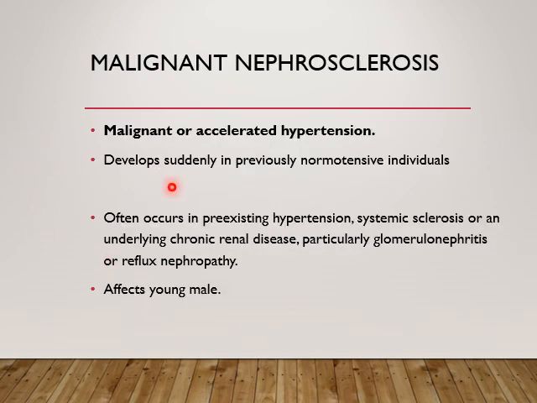So with this background of benign nephrosclerotic changes, we'll now study something regarding malignant nephrosclerosis. As I've already explained, it is a hypertension which occurs in previously normotensive individuals. Sometimes it might involve patients who were previously diagnosed with hypertension, or who have some systemic disorders or renal parenchymal disorders such as reflux nephropathy or glomerulonephritis. Most commonly it affects young males.